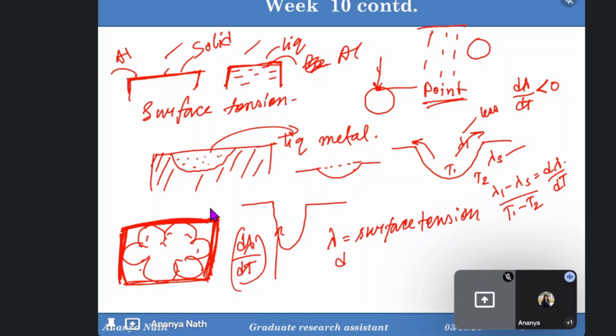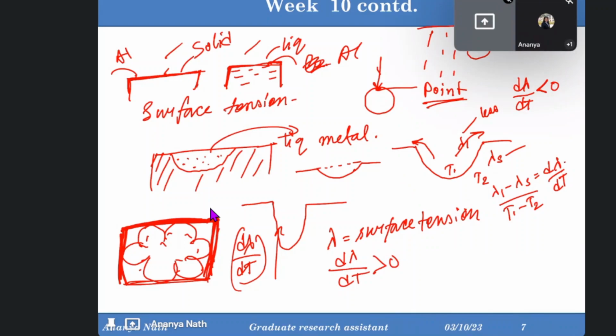But if d lambda by dt is greater than 0, it means the liquid lambda is more than the solid lambda. What will happen? All the material will try to go like this, and the melt pool will be deeper, and this opening will be less.